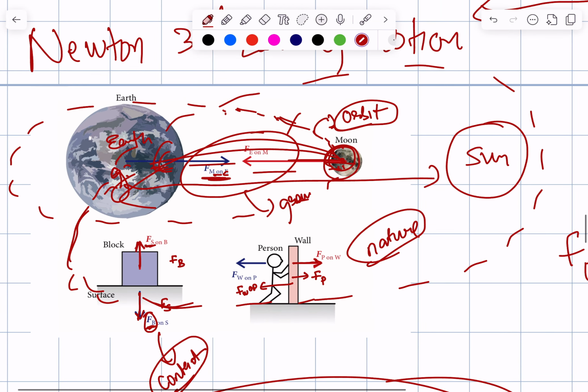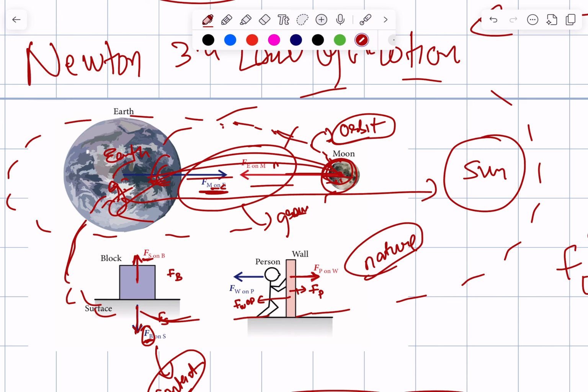Yes, exactly. So nature means the type of force, like gravitational force, contact force, non-contact force, motion in fluid mechanics or something like that. Okay, thank you, sir.